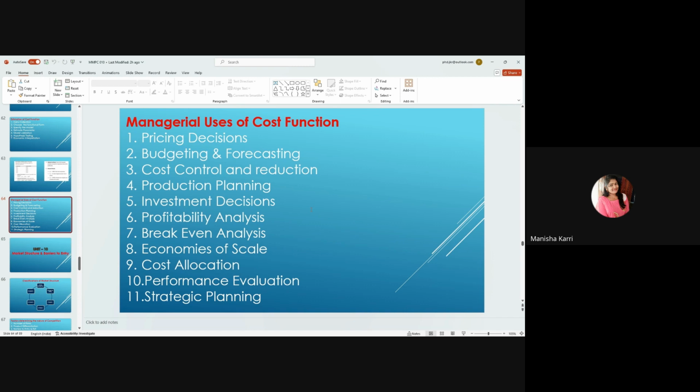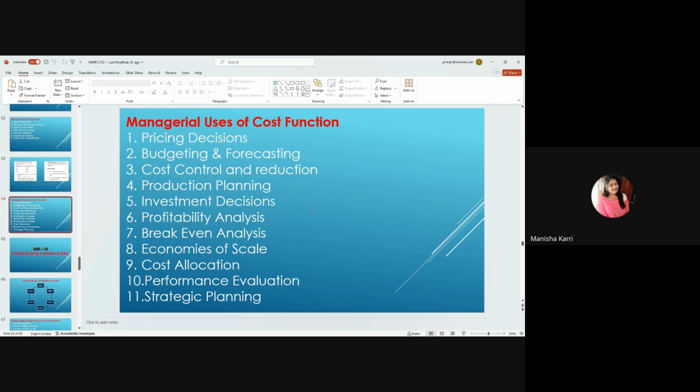Cost allocation. Generally, in multi-product firms, the cost function assists in allocating costs more accurately among different products or services. This ensures that pricing and profitability analysis are generally based on a realistic understanding of cost contributions.